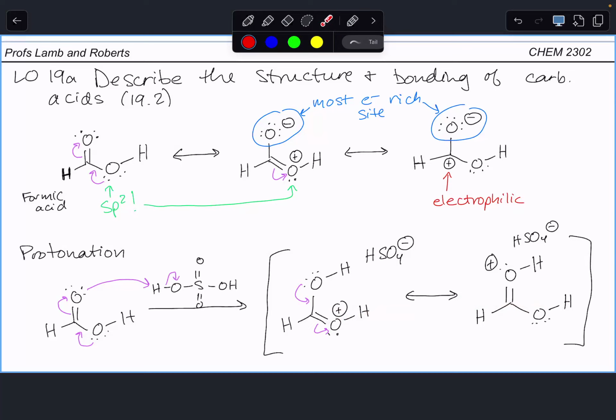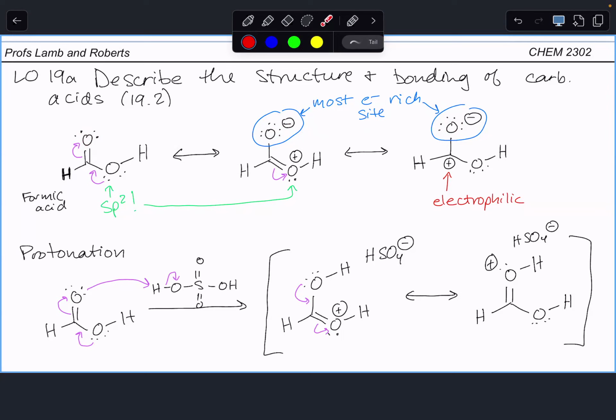All right, so that's what we want you to know about the structure, right? This oxygen, carbon, oxygen, all of those are sp2. And because they're all sp2, that means that they're all in the same plane, right? So it's flat. Okay, so oxygen, carbon, oxygen, all of that is flat in one plane. We want you to know the carbon here is electrophilic. We want you to know that the carbonyl up here is the most electron-rich site, such that that's where it would be protonated if you were to protonate it.